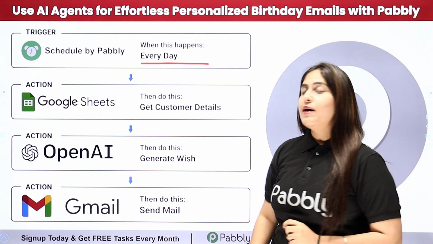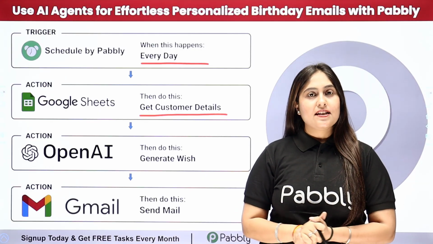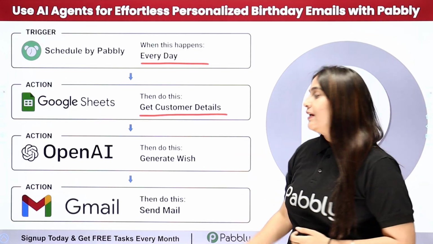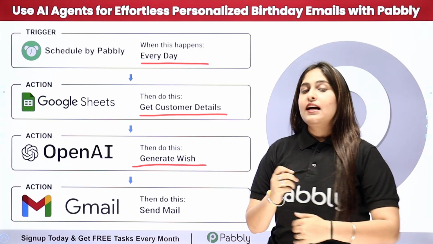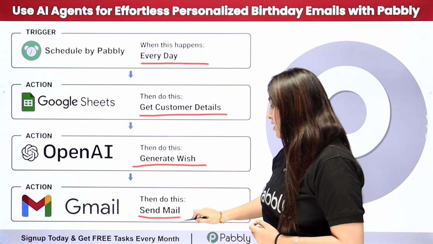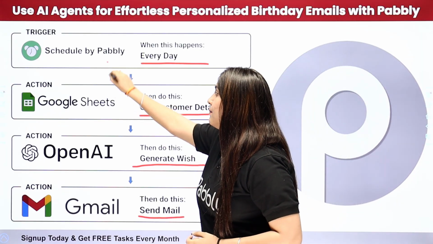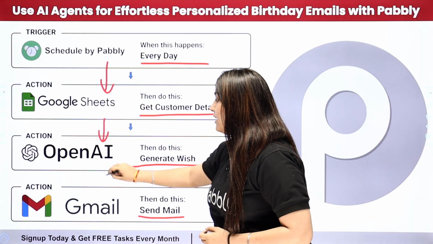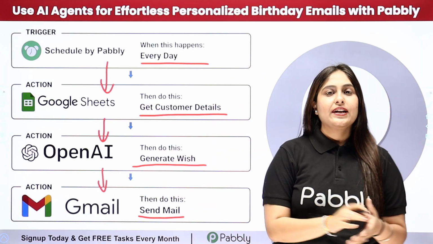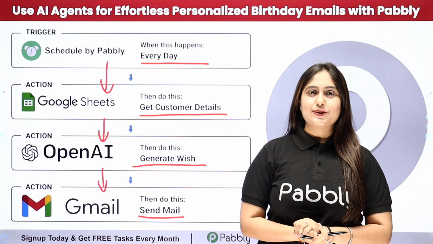and after that automatically it should check for the customer details from Google Sheet, and after getting the customer details automatically it should generate the wish using OpenAI, and after generating the wish automatically it should send the wish to their Gmail account. So now here to automate the entire process, I need to connect Schedule by Pabbly with Google Sheets, OpenAI and Gmail using an automation software named Pabbly Connect. So to learn this process step by step, let me take you to my screen.